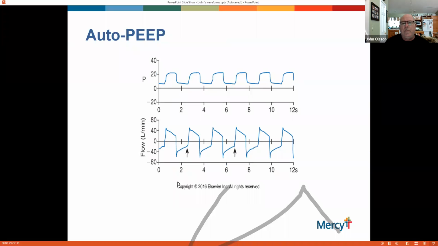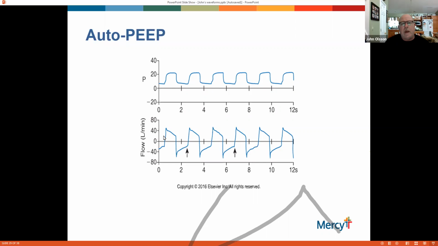Auto-PEEP. So Auto-PEEP is not a great thing for a patient. Auto-PEEP is actually intrinsic PEEP. If I don't exhale all my gas out and I try to take another breath on top of it, I can create PEEP within my lungs, a greater PEEP. That makes it harder for me to trigger too, so this could be part of that problem with the trigger.